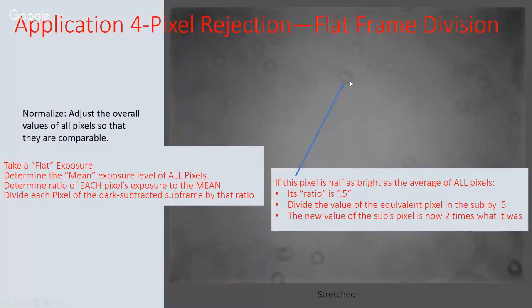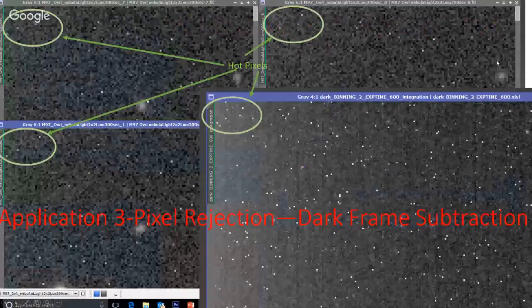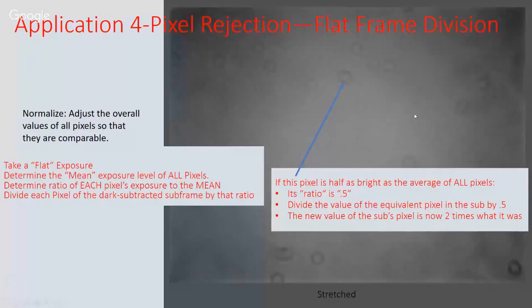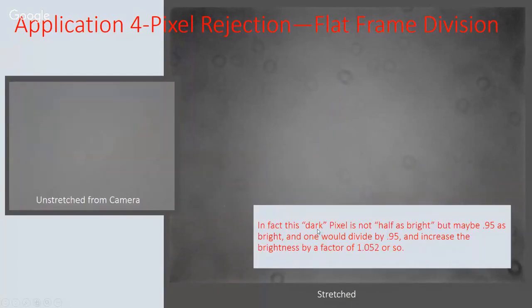In other words, if this pixel is half as bright as the average of all pixels, its ratio, let's call it, is 0.5. It's half as bright, so its ratio is going to be 0.5. If you divide the value of the pixels in your light frames by that 0.5, dividing by 0.5 actually doubles the ADU there, and it's now 2 times what it was. That's what flat frame division does for your images, to throw out the outliers and correct them back to what they should have been in the first place. Now, I should say that 0.5 would be rather extreme. This is what a flat frame looks like unstretched from the camera. It's basically gray to the naked eye.